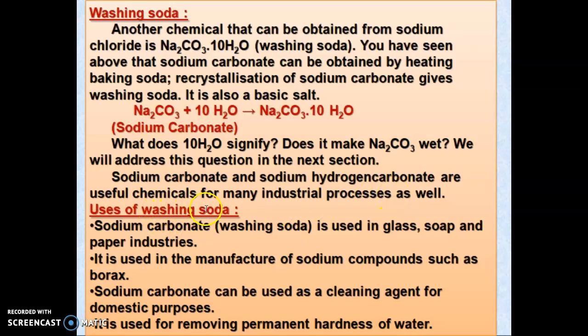The uses of washing soda. Sodium carbonate, washing soda, is used in glass, soap and paper industries. It is used in the manufacture of sodium compounds such as borax. Sodium carbonate can be used as a cleaning agent for domestic purposes.